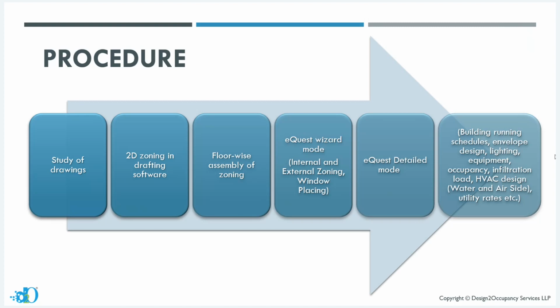And then we have eQuest detailed mode. In eQuest detailed mode, we give the basic details of the parameters. Like if we have an overhang on the building, we can make the overhang there in the detailed mode. And then you can do detailed working for each of the parameters in the detailed mode. And then we run the simulation after giving the weather file of that particular location, and then it will give us the output. So this is the procedure we normally follow for the energy simulation.